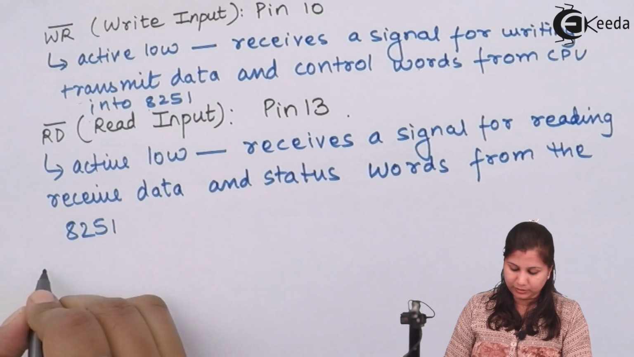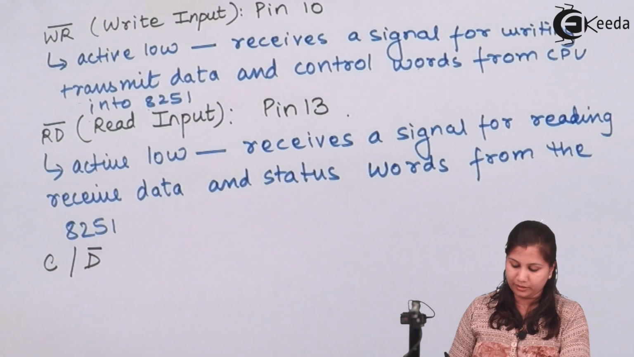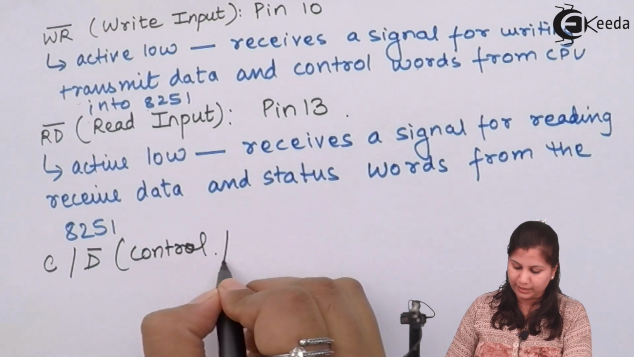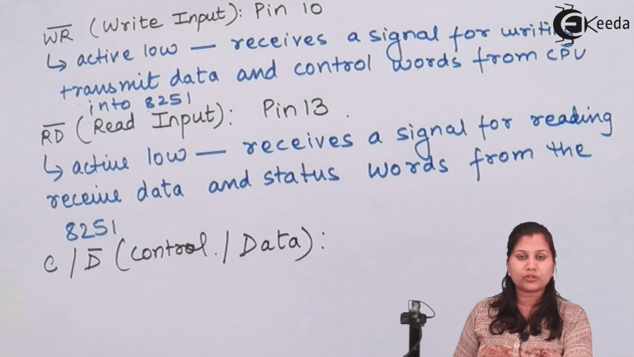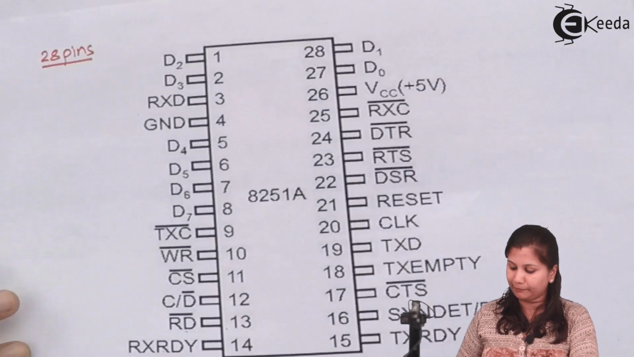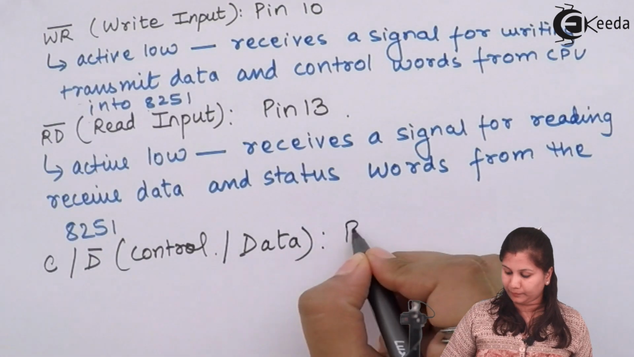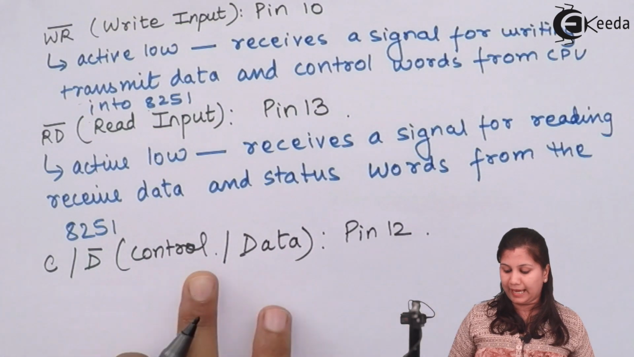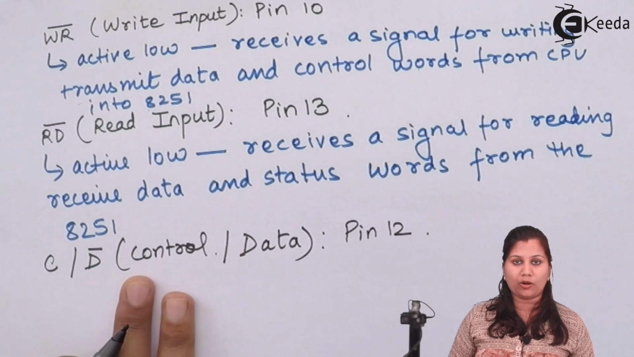Next we have the C or D bar input, which is known as control. C is for control and D is for the data. This is also an input terminal, and in the pin diagram you can see this is available at pin number 12. So this pin can act for both. It can act for control also and it can act for data also.